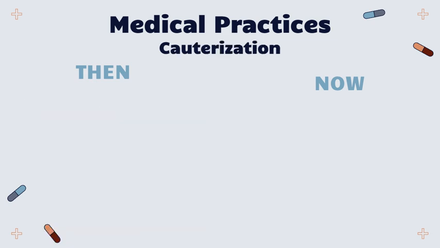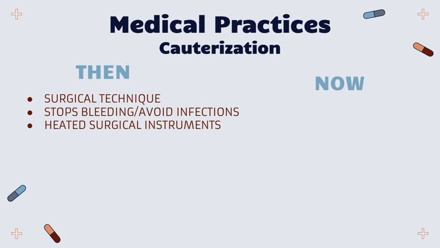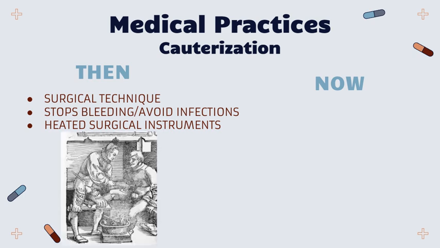Next is cauterization. The Romans used cauterization extensively in surgery, especially to control bleeding during amputations. It was also a method to prevent spread of infection or tumors, crucial in a time without antibiotics. The Romans would heat up surgical tools in order to perform this medical tactic.